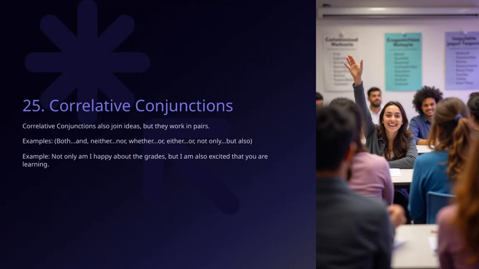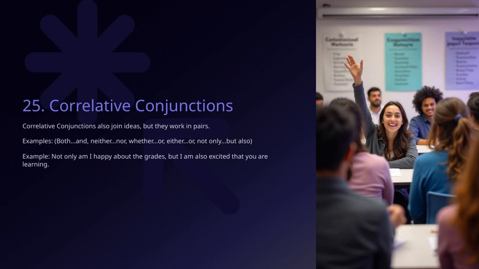Now let's talk about correlative conjunctions. These are special because they join ideas in pairs, working together to connect parts of a sentence smoothly. Some common examples include both, and; neither, nor; whether, or; either, or; and not only, but also.